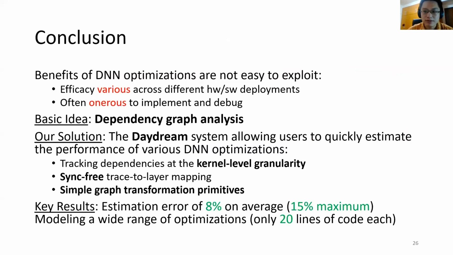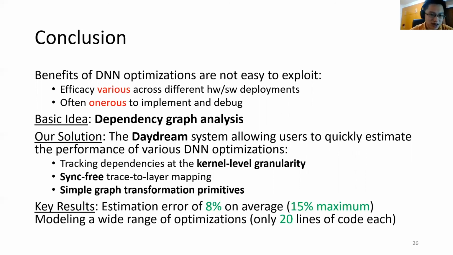So to conclude my presentation, our project is motivated by the fact that the benefits of DNN optimizations are not easy to exploit. And based on the idea of using dependency graph analysis, we built a system called Daydream, allowing users to quickly estimate the performance of various DNN optimizations. And Daydream's design features 3 key ideas.